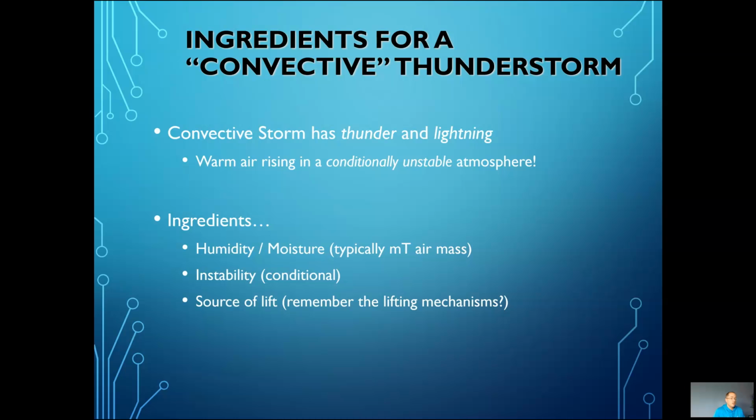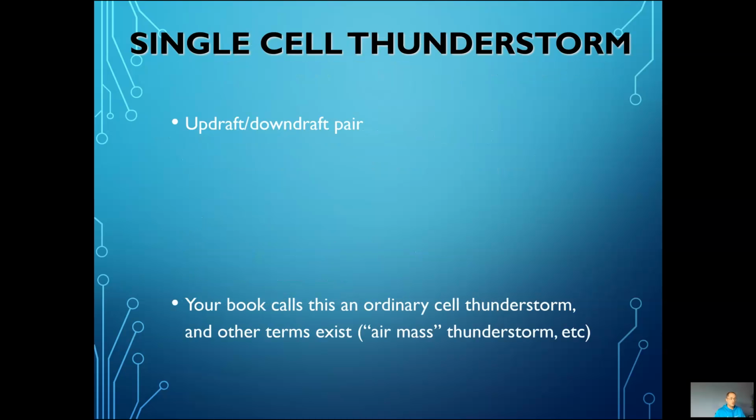So what do we need? We need 3 things. We need moisture, instability, and lift. And so where do we find our moisture or humidity? Typically from a maritime tropical air mass, which is why we see these quite commonly in the southeastern United States. We need some form of instability, this energy in the atmosphere. And also we need a source of lift, something that is going to provide an initial force upward to get our thunderstorms to develop.